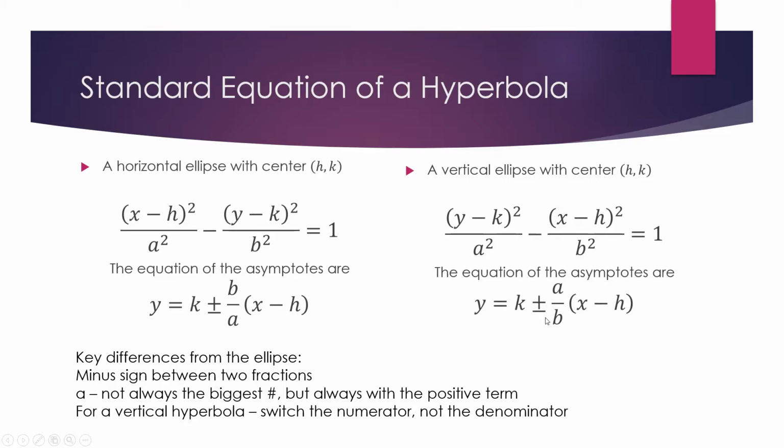Some key differences between the equations of a hyperbola and an ellipse. You have a minus sign in between the two fractions, whereas the ellipse equations had a plus sign. Note that in a hyperbola, a will not always be the biggest number, but it will be with the positive term, the one that doesn't have a minus sign in front of it. And for a vertical hyperbola, notice that the thing that changed was that the two numerators switched places, whereas in the ellipses, it was the denominators that changed places.